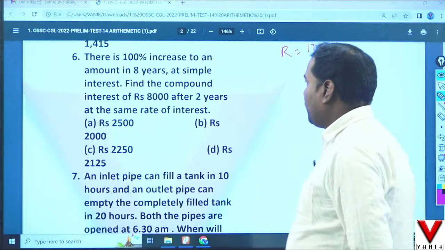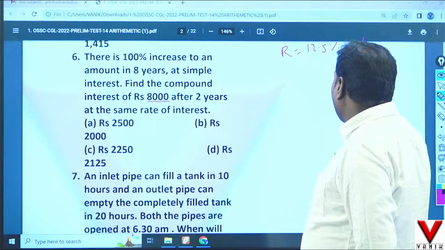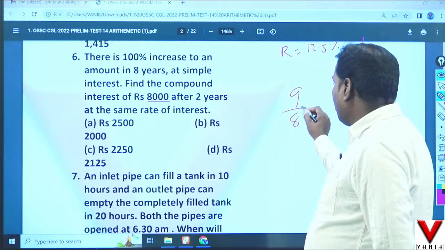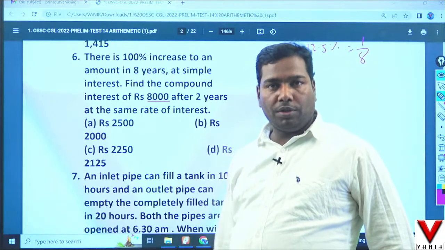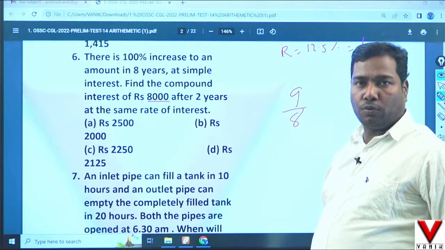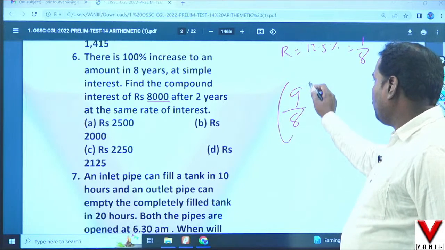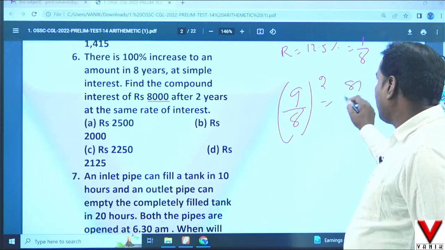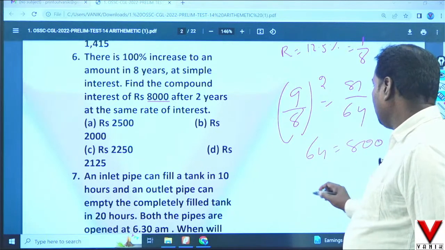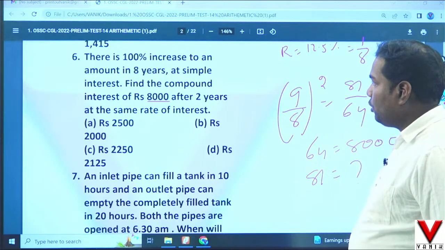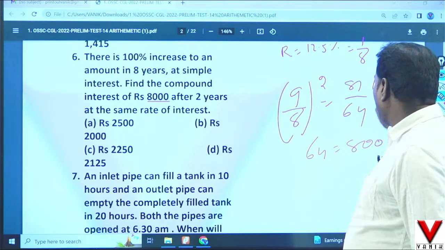Then the question: find the compound interest on 8,000 after 2 years. 12.5% means 1 by 8. I can write amount by principal after the first year, according to the rate of interest 12.5%, as 9 by 8. Clear? So for 2 years, I can write 9 squared is 81 and 8 squared is 64. If 64 is equal to 8,000, then how much is 81? 81 is the amount and 64 is the principal.